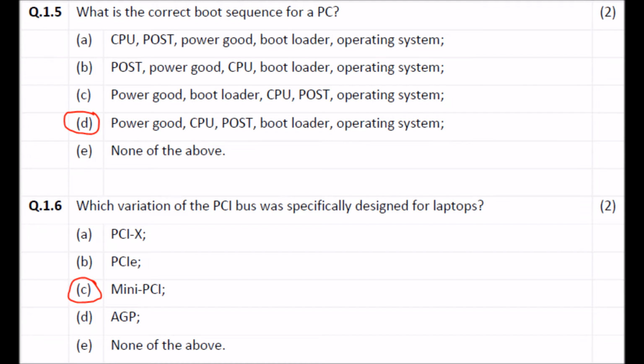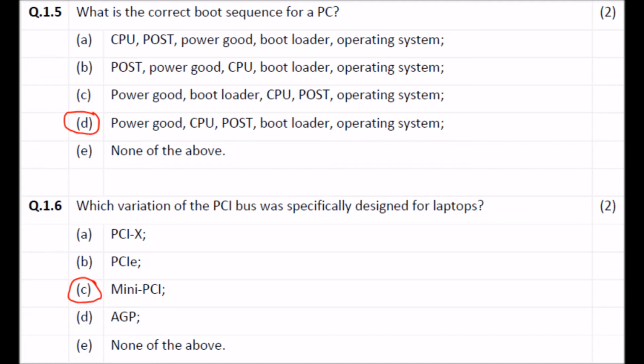And naturally, remember, you can boot from the internal hard drive, you can boot from an external hard drive, you can boot from an optical drive, you can also boot from the network. Once that stage has been successfully completed, then naturally your operating system starts loading, or you start to see the logo there. So 1.5 is D.